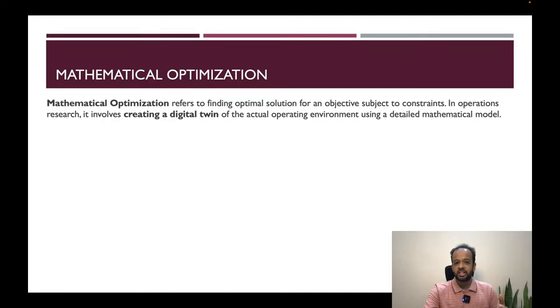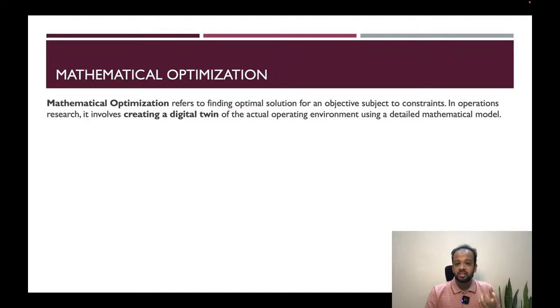So mathematical optimization refers to finding the optimal solution. This is the first step. Finding the optimal solution for an objective. The objective can be, let's say, you want to maximize your profit, subject to a certain amount of constraints. For example, these are the maximum number of people that you can hire, this is your fixed cost, and there are other regulatory constraints as well. So there can be a lot of constraints in business, and the objective generally is to maximize the profit. In some cases, to also maximize the revenue.